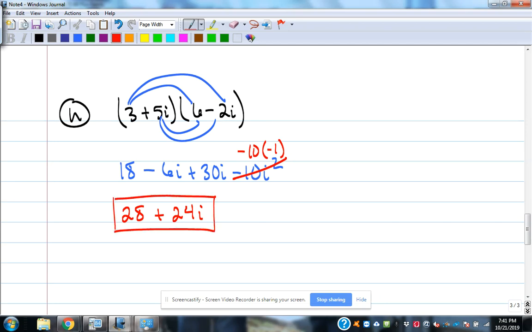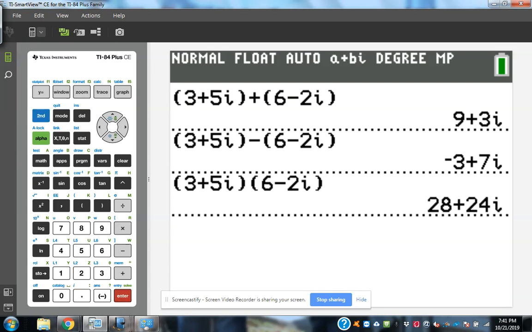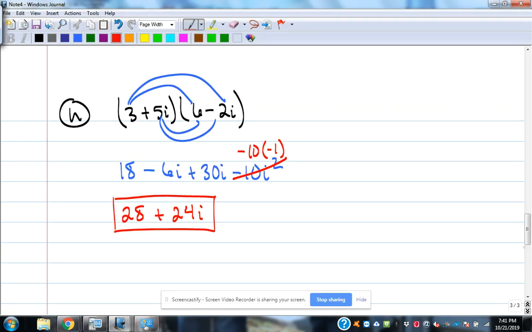Now, that's a lot of steps. It's more than the addition and subtraction is for sure. If I put this into my calculator, it's going to crank it out for me. No steps in between. Parentheses 3 plus 5i, parentheses 6 minus 2i. Enter. It does it for me, and it simplifies out the i squared and all that stuff for me. Absolutely legal and absolutely wonderful for you to use. So the multiplication, you can do it by hand, you can do it with the calculator. It makes no difference to me.